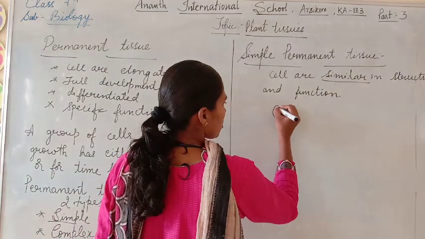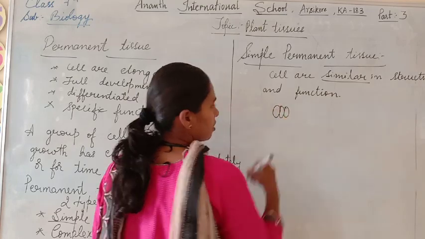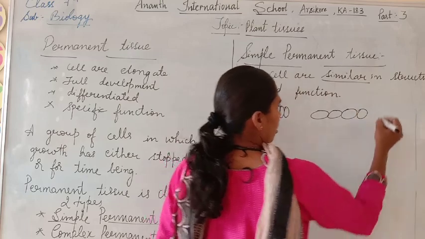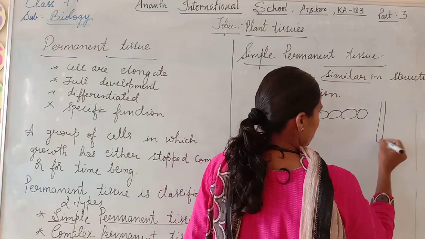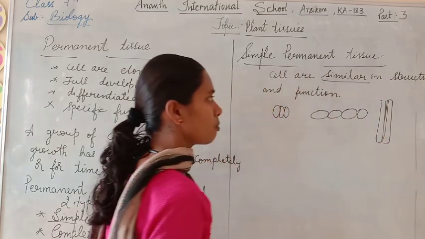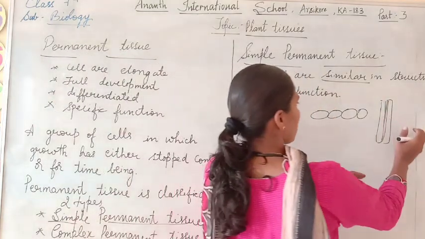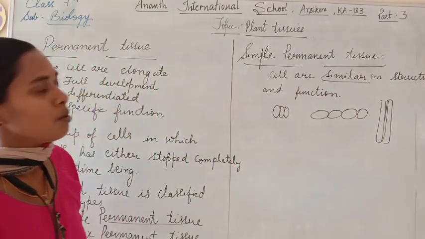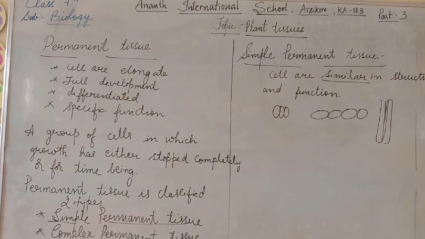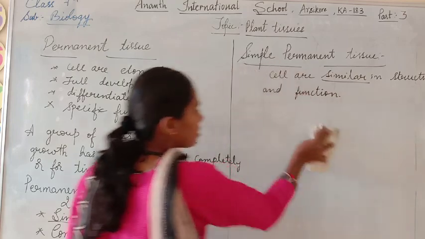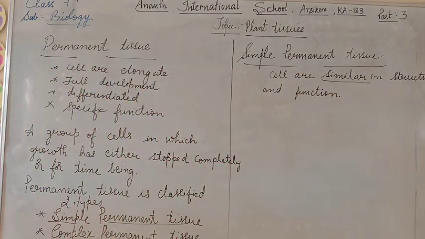So here, similar in structure. If you take the spherical ones, they are oval in shape, and sometimes they are cylindrical in shape. So these cells have similar structures, and when there is a similar structure, the function will also be similar in the simple permanent tissue. Then simple permanent tissue provides support and protection for the plant.